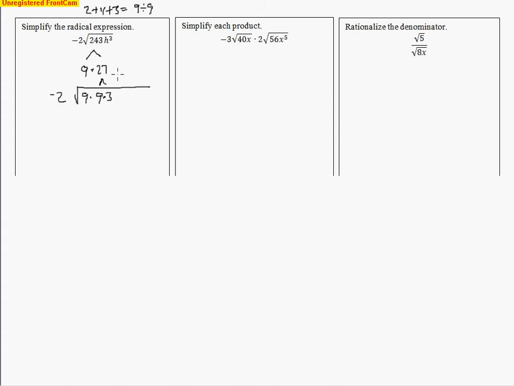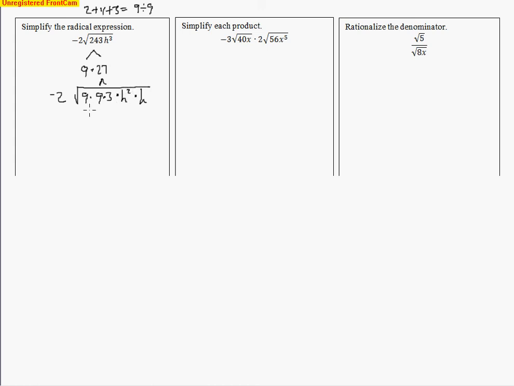Still have this negative 2 here as well. Now h to the third: anytime you have an odd exponent, you're going to take away one of those h's, and you're going to be left with the closest even exponent, the one that's a little bit smaller than the one you're given, h to the second. That's going to be a perfect square because all even exponents represent a perfect square.